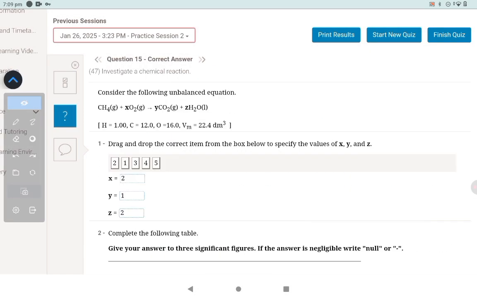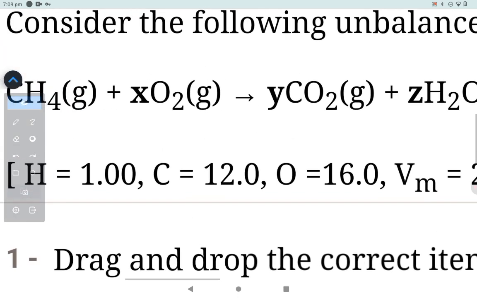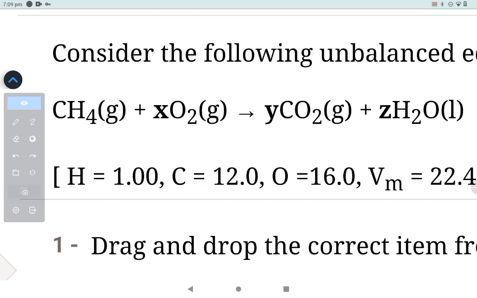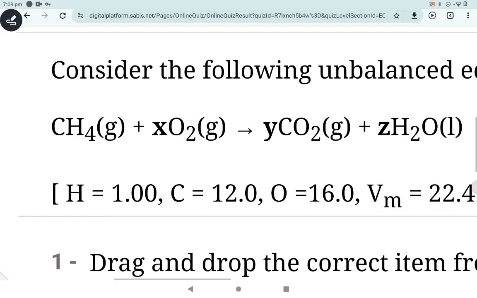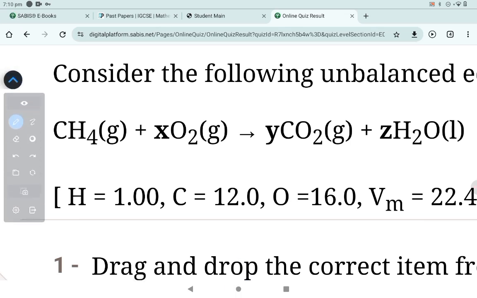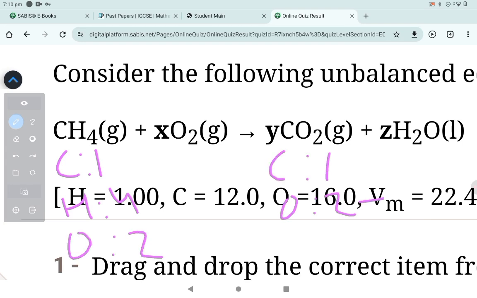Okay. So this one. First we need to balance. Balancing, pretty easy, this one. C is 1, H is 4, O is 2 on this side, and on this side C is 1, O is 2 plus 1, H is 2.